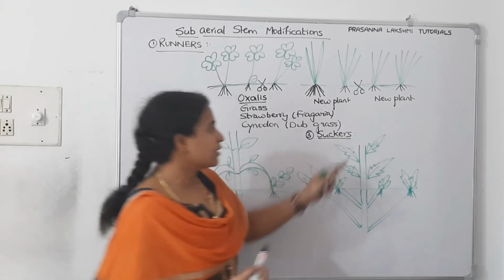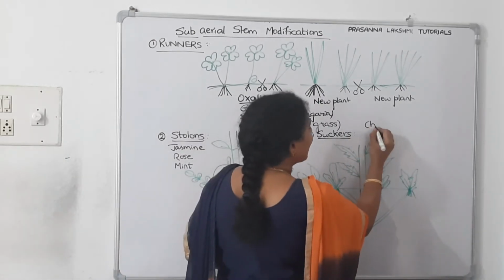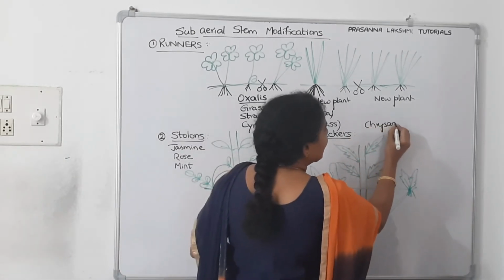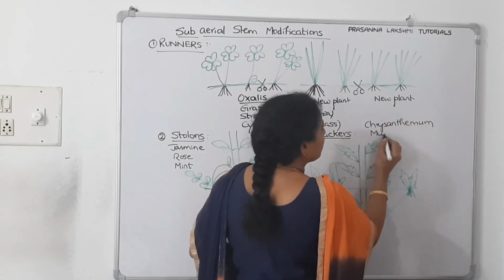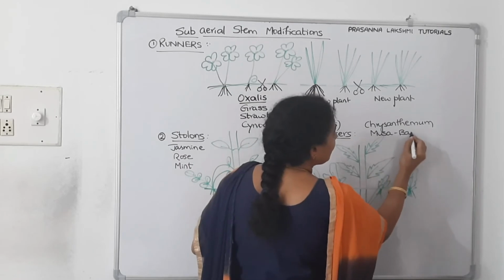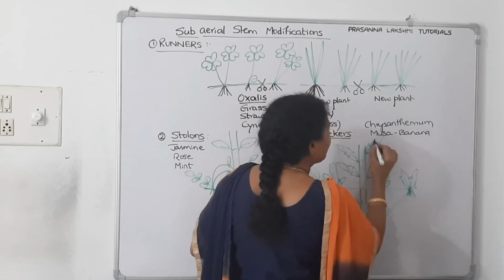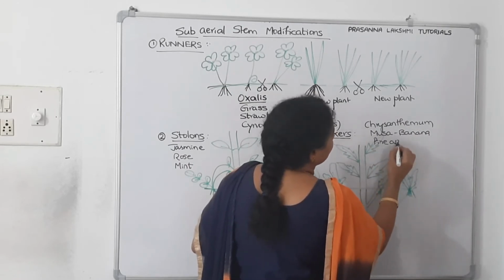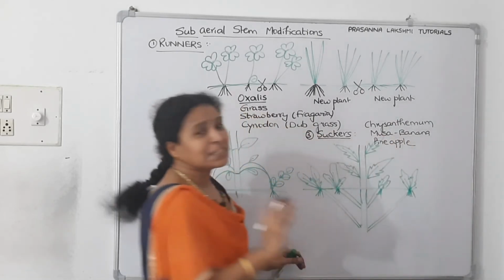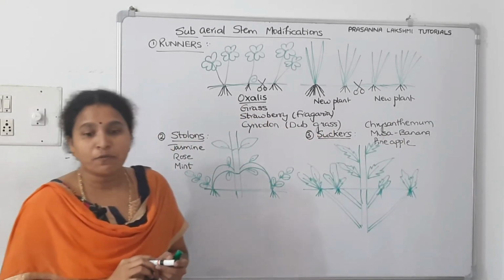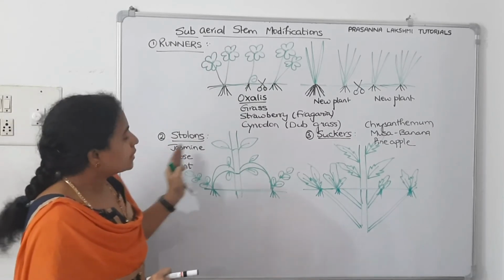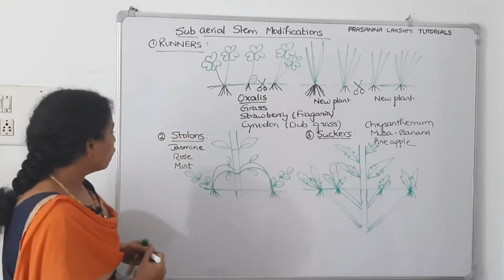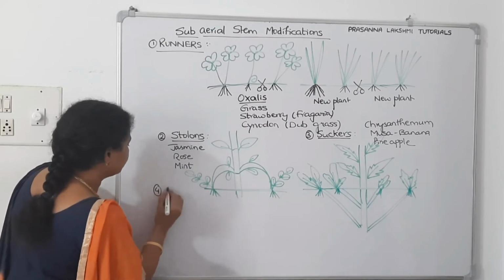So the examples of suckers, let us write down here. One is chamanthi, chrysanthemum is one example. The other one, musa, means banana. And the third example is pineapple. These are the examples for suckers. So under underground 4 we have to see. First we discussed runners. Second one we discussed stolons. The third one we discussed suckers. The fourth type is offset.